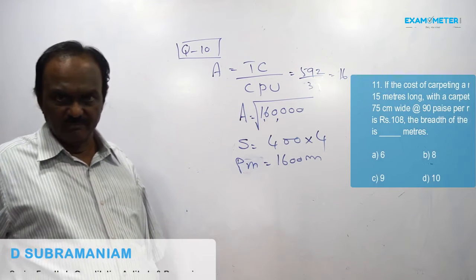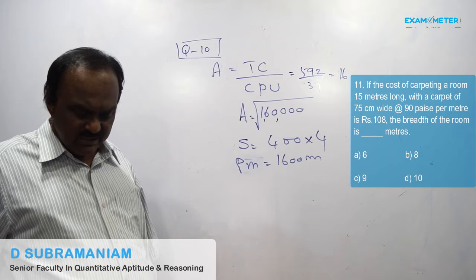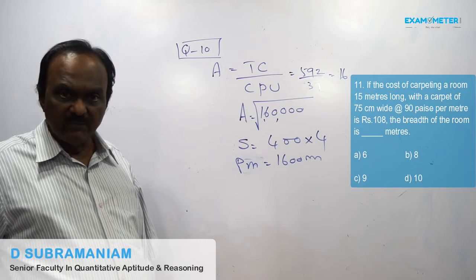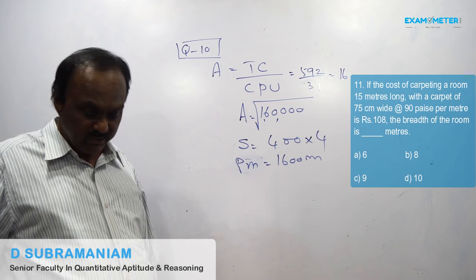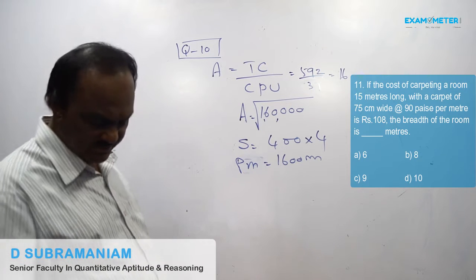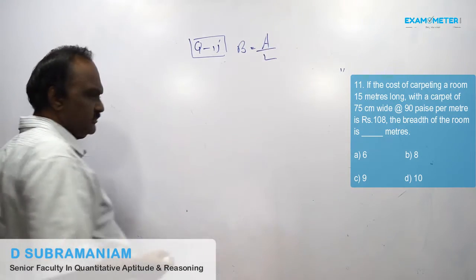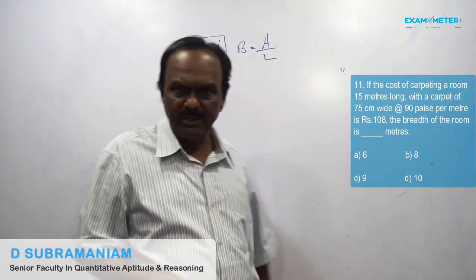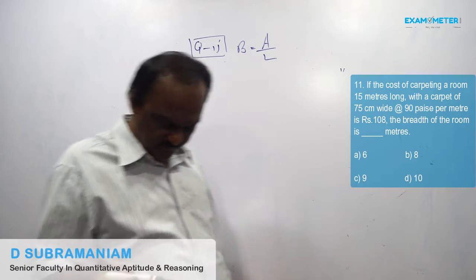Question number 11. If the cost of carpeting a room 15 meters long with a carpet of 75 centimeter wide at the rate of 90 paisa per meter is rupees 108, the breadth of the room is. Breadth is equal to area by length. Area is equal to length into breadth, so breadth will be area by length.